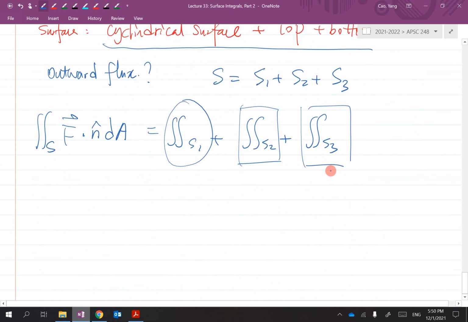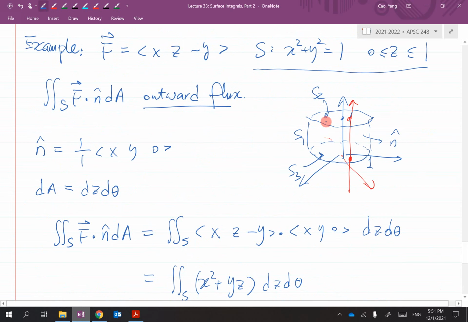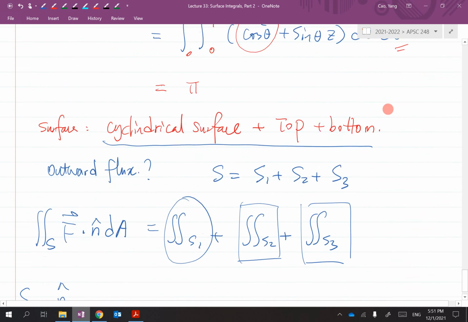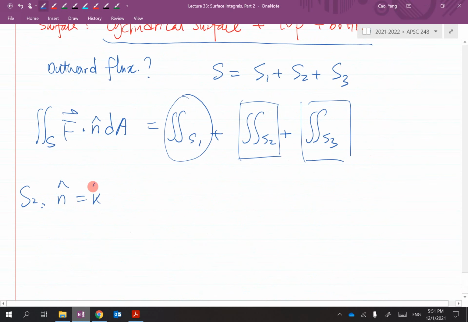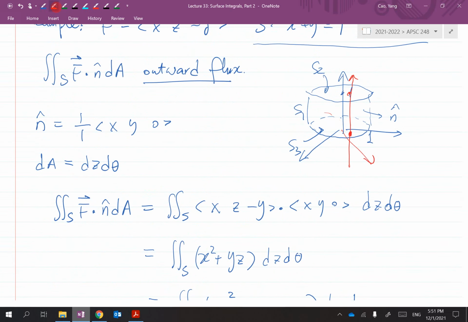When you come to case 2, you have to identify n hat. So tell me what would be the choice of n hat for S2? S2 is the top one. K hat, excellent, because you choose K hat since it's outward. So what about S3? Excellent, that's exactly my point here. It's outward, and for the bottom surface outward is this way.